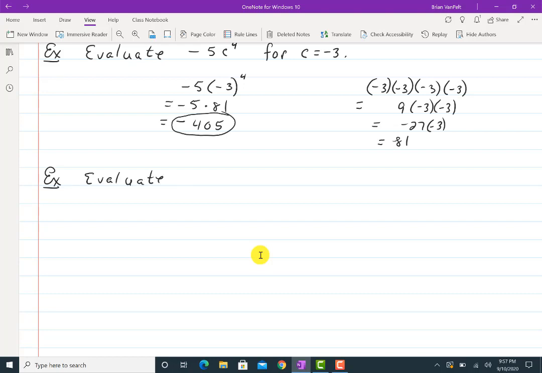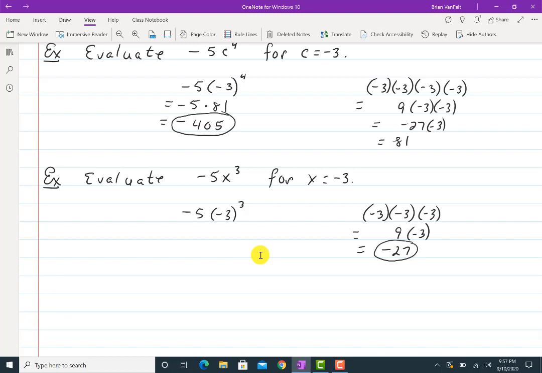Next, let's evaluate negative 5x cubed for x equals negative 3. So I'm going to get negative 5 times negative 3, put the negative 3 in parentheses, cubed. Now, to do that exponent, I have to do negative 3 times negative 3 times negative 3. That's negative 3 to the 3rd power. Negative 3 times negative 3 is 9. And then 9 times negative 3 is negative 27.